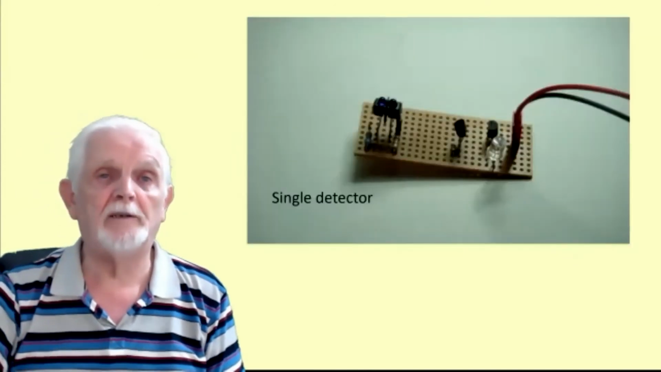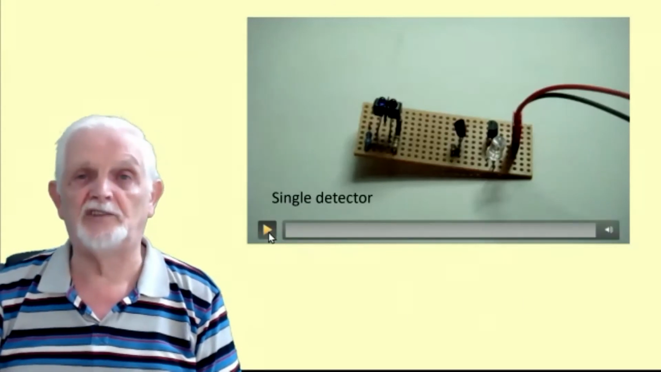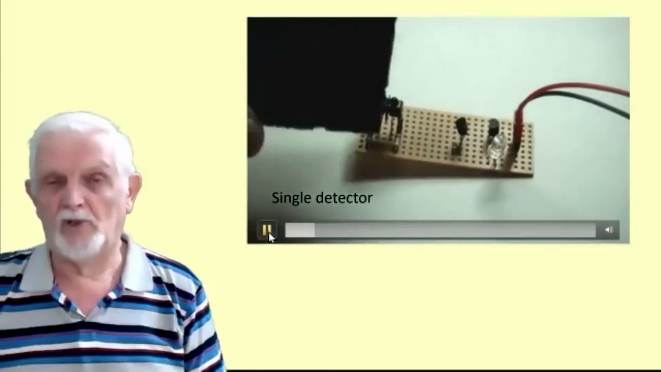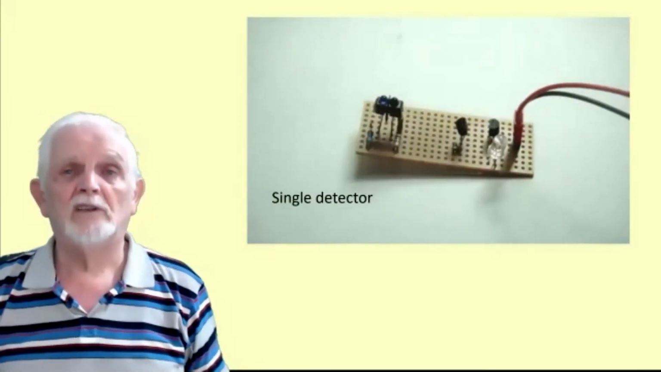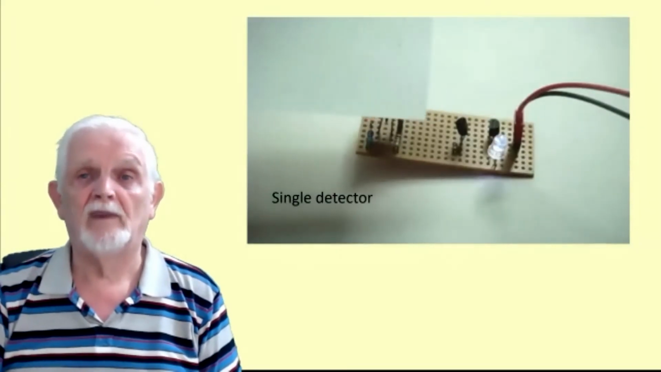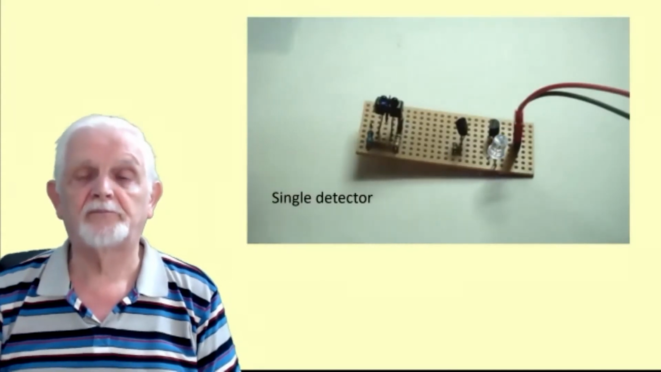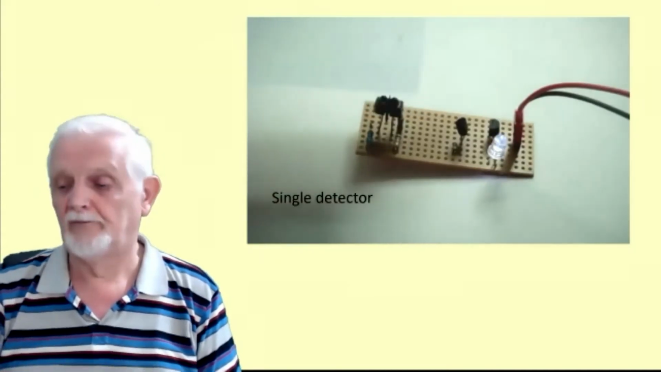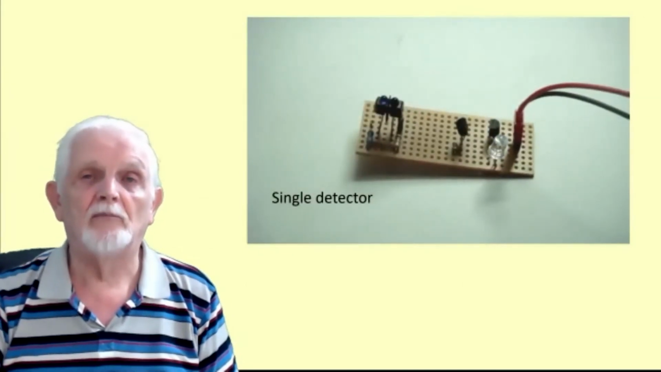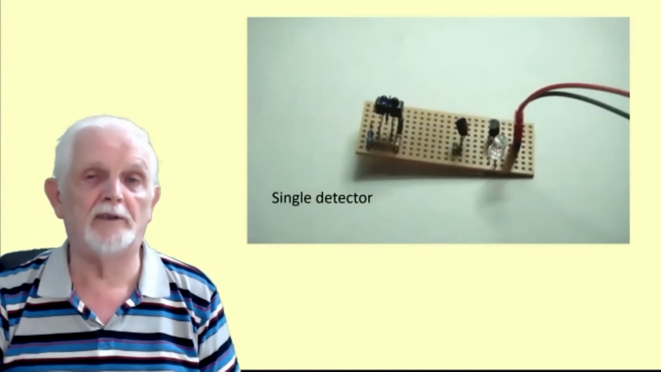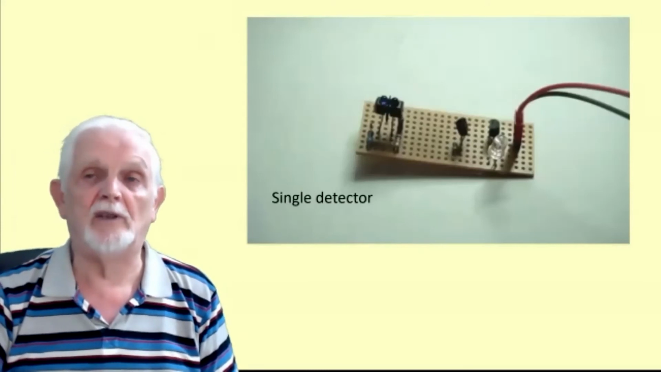What do we use them for? Well, there's a very simple single detector. Let's just see it working. I'm going to first of all use a dark source. It didn't switch, did it? Because there wasn't much reflection there. The light source works happily. So the light's coming from the source, bouncing off the white paper, coming back to the detector and changing the output.